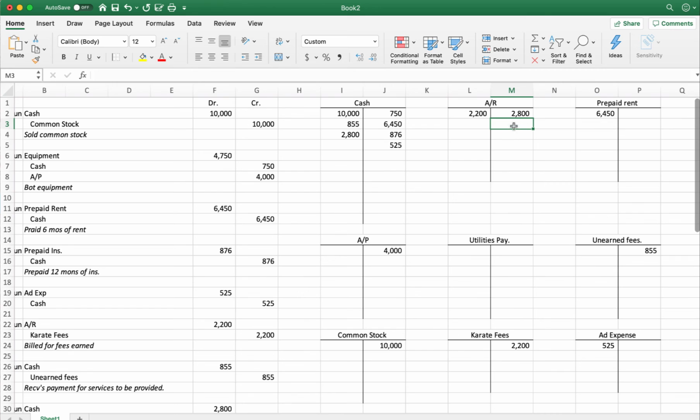I have a $400 credit balance. That means somebody paid me too much. I owe them. Okay? Probably an error. At the end of the day, everything's going to work out. But know that if this happens in the real world, somebody paid you too much. Think about it from the other point of view.